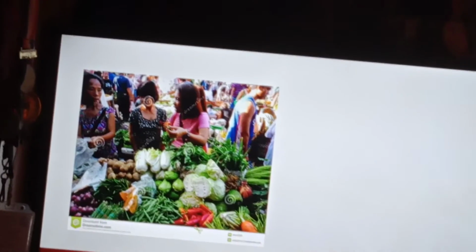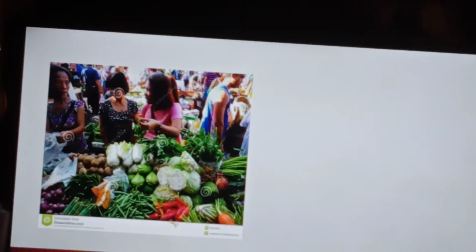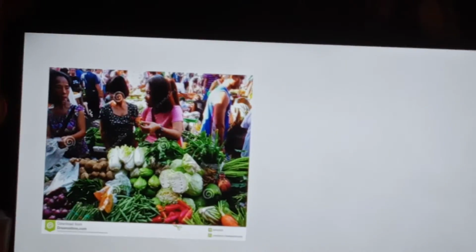So look at this picture. Okay, what did you see? There are people in the market. They are speaking all at the same time. What do you think would happen if, for example, you're communicating with someone and then beside you are also people talking loudly? It's very hard to listen, right? So that is one example of a physical barrier.